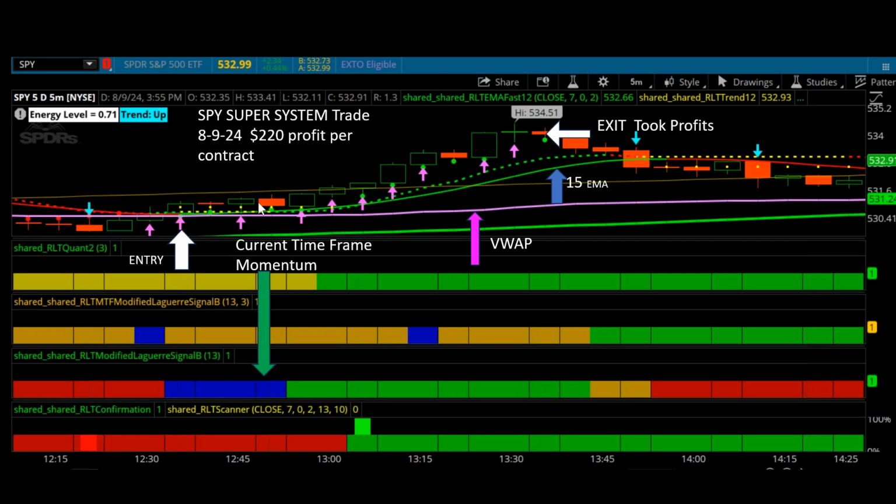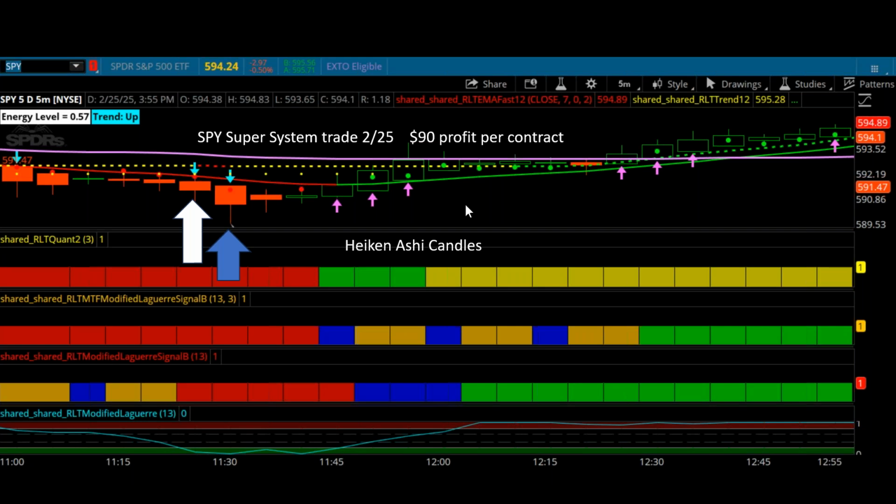All right, so this was in here, and we get out here, and again, you can see why we get out. Momentum waning. And you notice this went to yellow here, but we're out before it actually switches from green back to yellow. So 220 on that one. This was a $90 profit here on the SPY.